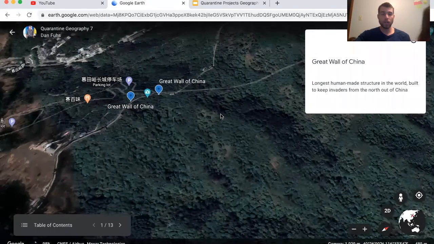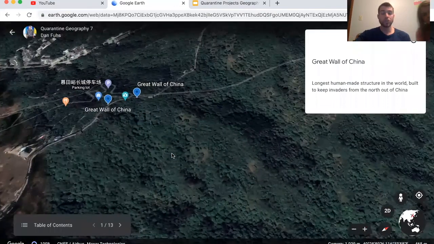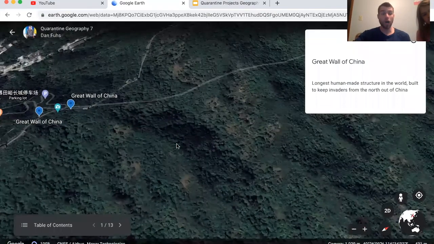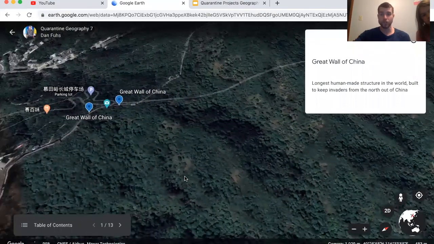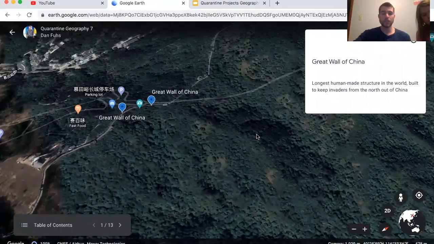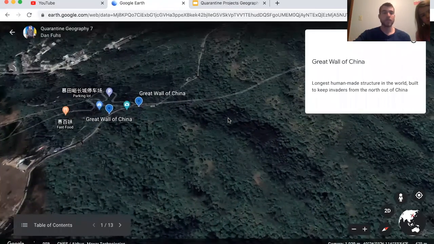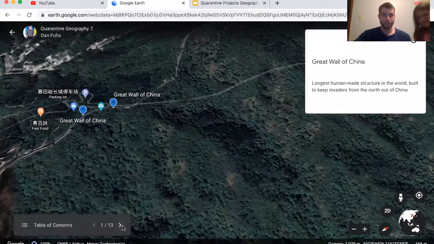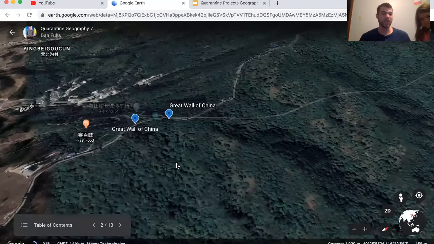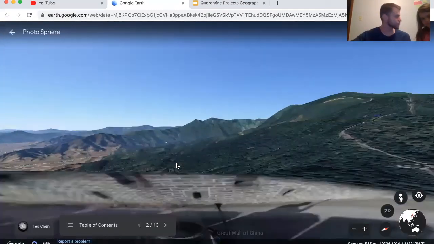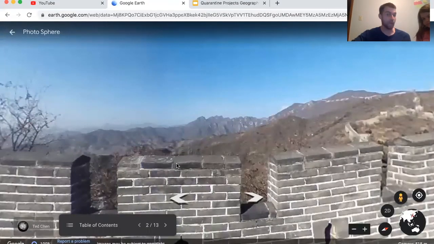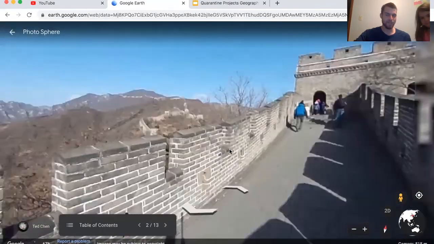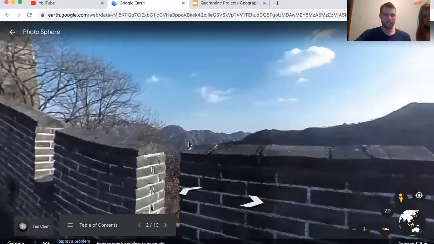And so the Great Wall of China was chosen because it's the longest human-made structure in the world. And it was originally built in northern China to keep invaders out of the north. So let's zoom in a little bit. Invaders are people that would come in trying to take over your country. And so the Chinese did not want those people to get in. And so they built this wall to keep them out.